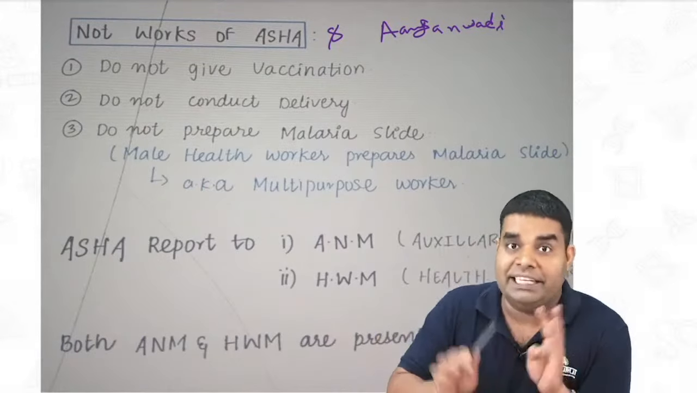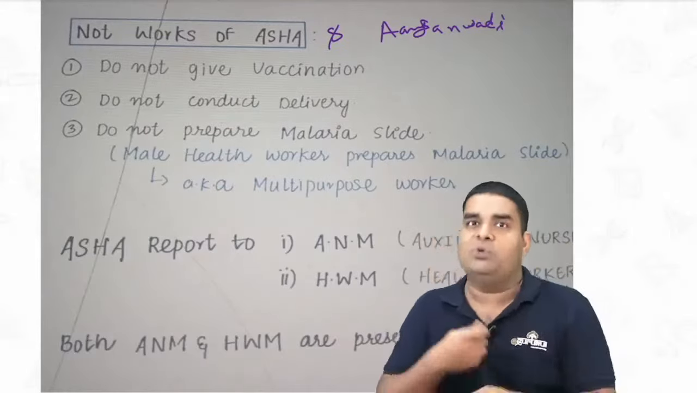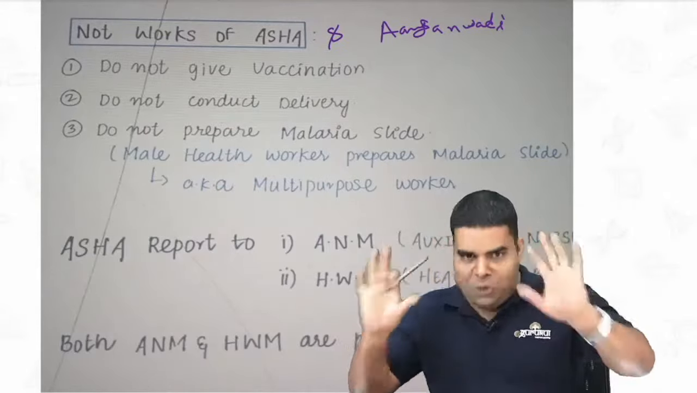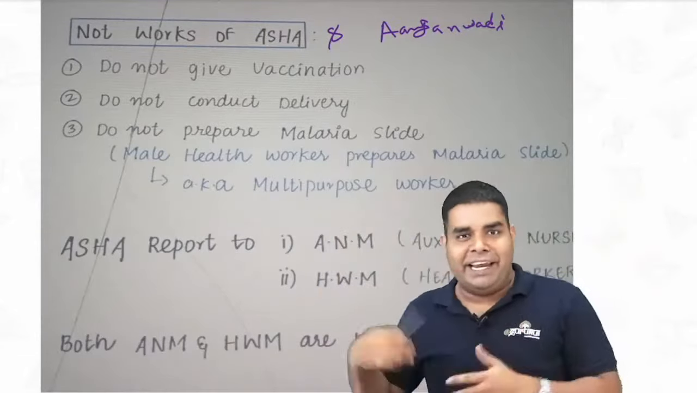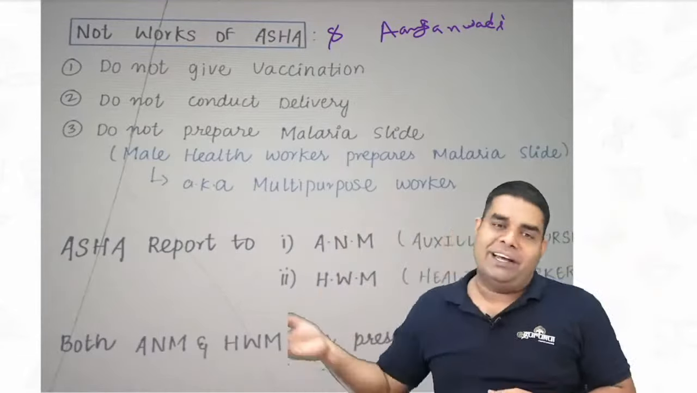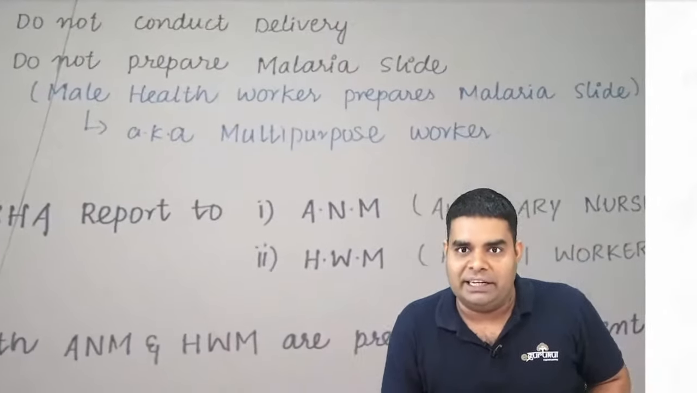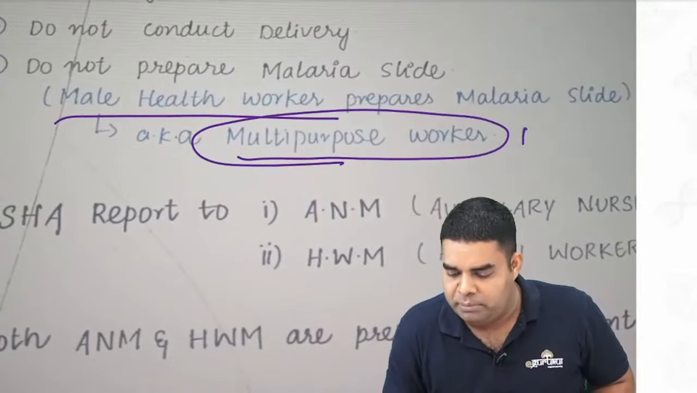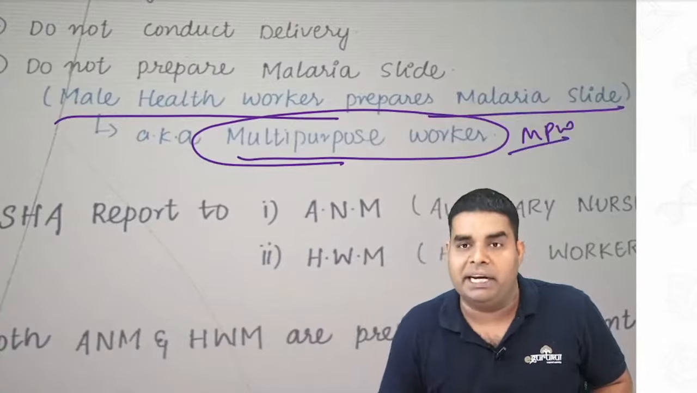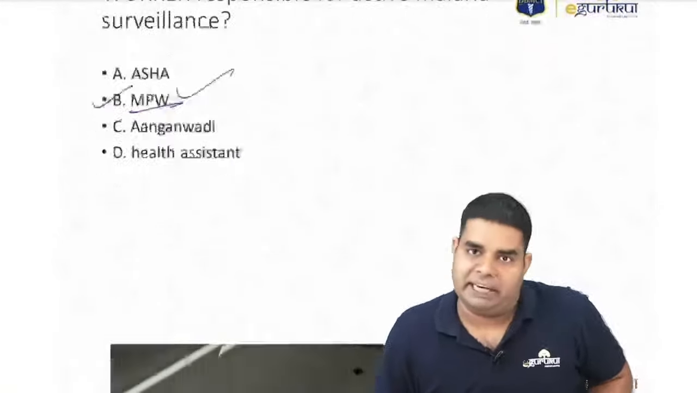They do not give vaccine in theory. In reality, if you go to the village, you will see that they are the ones giving vaccine. But in theory, why? Because it is the work of their senior ANM and health worker, and they ask ASHA and Anganwadi to do that. But theoretically, vaccination, delivery and malaria slides are not the work of ASHA, and you can see it is written there that the male health worker MPW, also known as multi-purpose worker, prepares malaria slides. So of course, the correct answer is MPW.